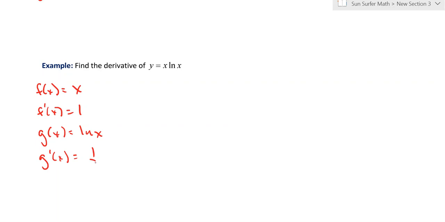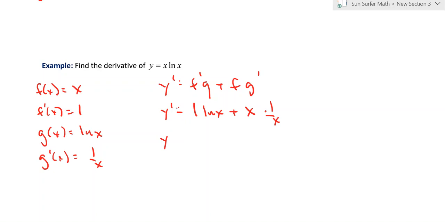And so the product rule, we have f prime g plus f g prime. The derivative then becomes 1 times g, which is log of x, plus f, which is x, times g prime, which is 1 over x. So the derivative is 1 times the log of x, or just the log of x. And then x times 1 over x is simply 1. And there's my derivative.